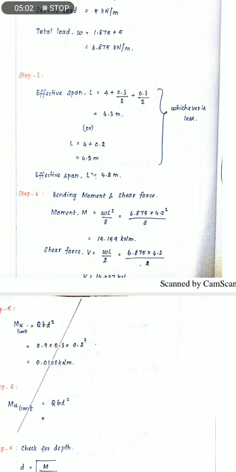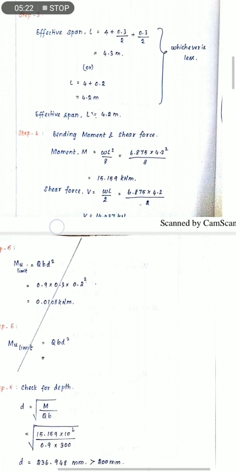For simply supported condition, the bending moment formula is WL squared by 8, where W is total load and L equal to effective span. Therefore moment value is 15.159 kilonewton meter. Then shear force equal to WL by 2. The value is 14 point something.